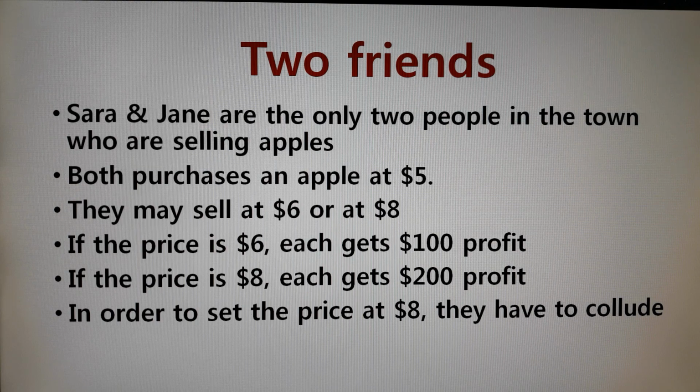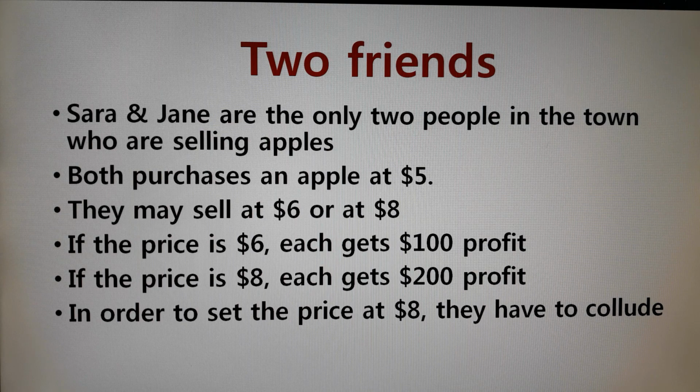Both Sarah and Jane purchase the apple at $5 from the farmer. So they have to get at least 5, or probably more, in order to make a profit. And they may sell at $6 or $8. Why? Just make an assumption. So basically, a lot higher than 5, which is $8, or a little bit higher than 5. So small margin and big margin.